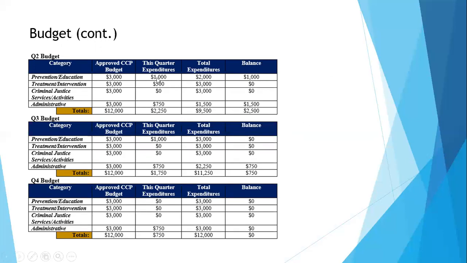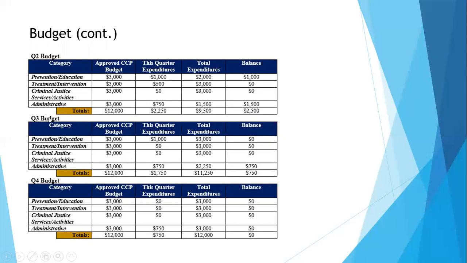Right here, for Q2, they did a program, $1,000 prevention, 500 treatment intervention, but 0 in criminal justice services and activities. So what you do is take the first quarter expenditures and the second quarter expenditures and add them together to get your total expenditures for the year for that category, right? In the first quarter under prevention education, you had $1,000. In the second quarter under prevention education, you had another $1,000. So total for the year, that's $2,000, remaining a balance of $1,000 for that category.